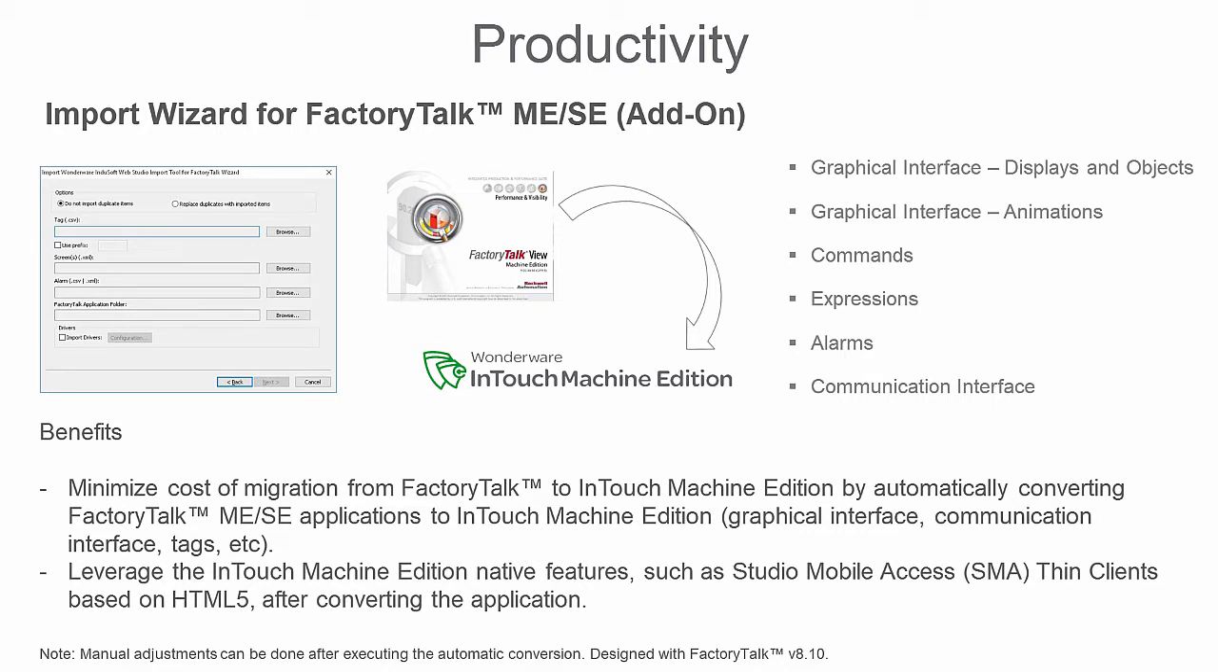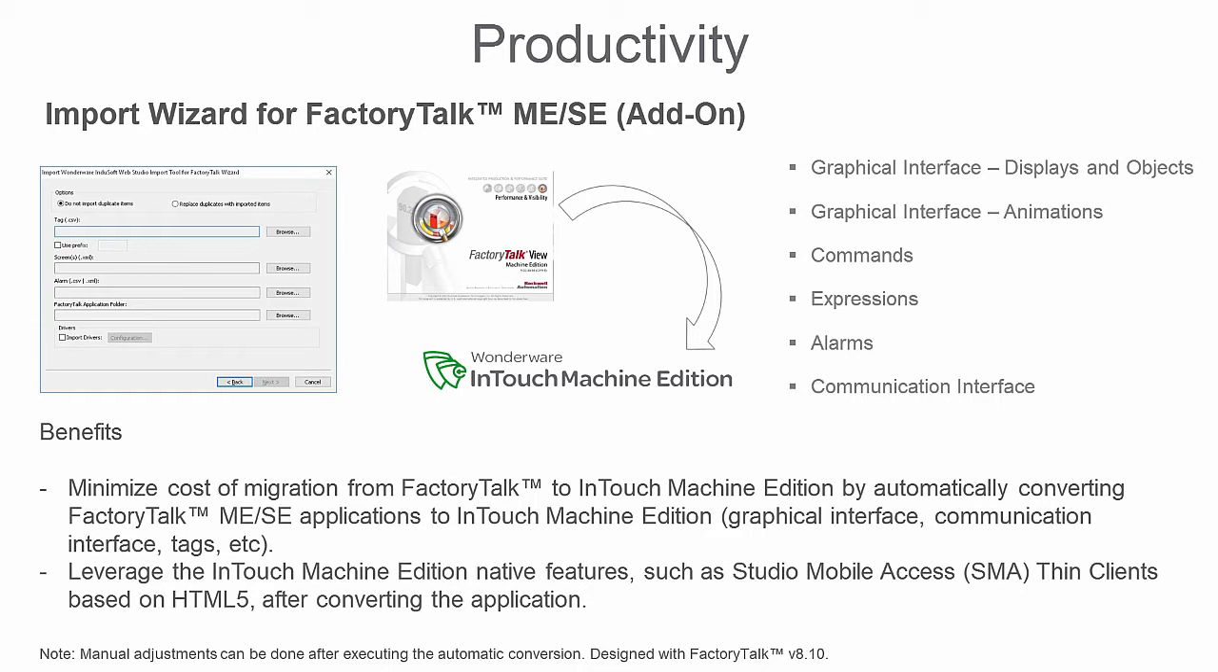So you can enable, for instance, the Studio Mobile Access feature and visualize the screens and interact with the screens from any device with a web browser that supports HTML5, like an iPad, an iPhone, or an Android device. You can add new drivers, enable OPC UA, again, leverage any features available in InTouch Machine Edition.